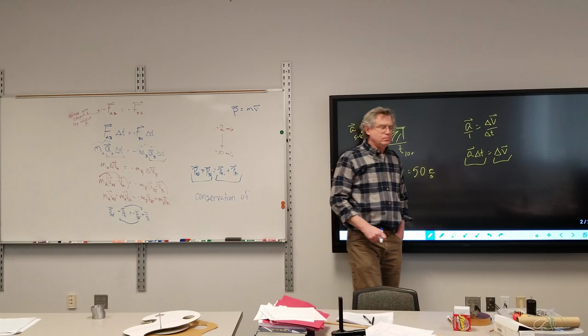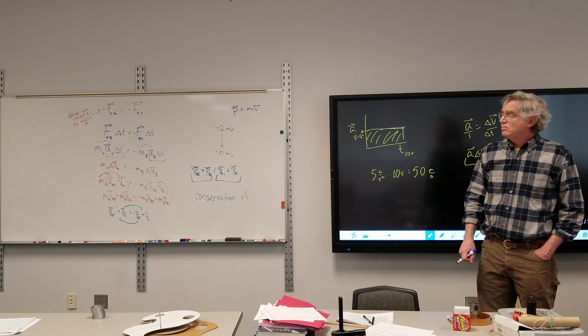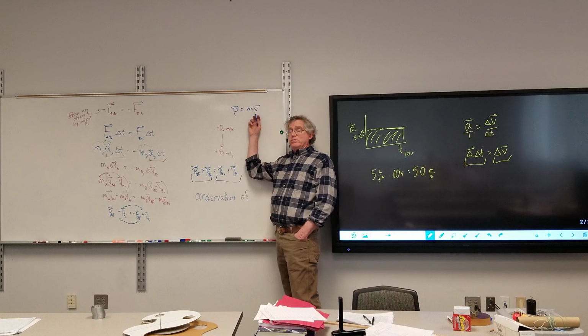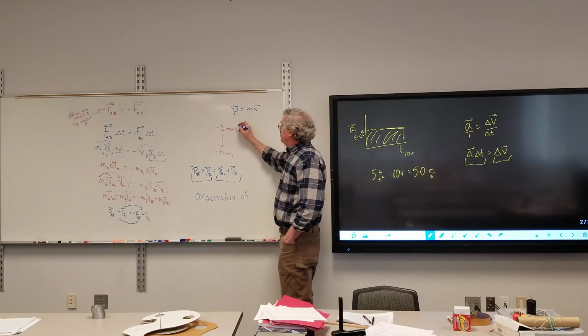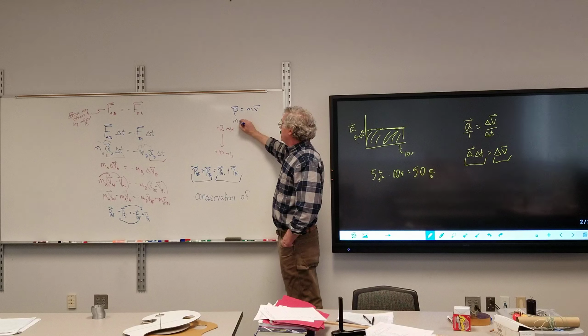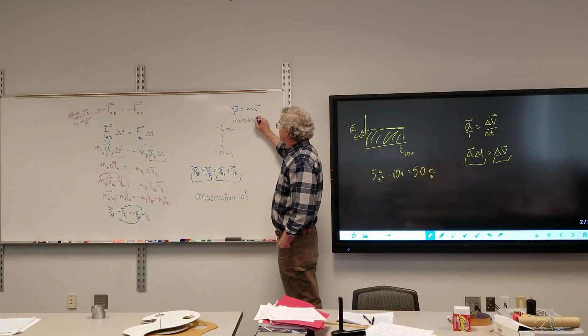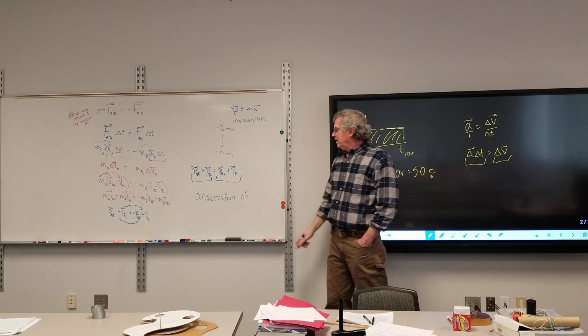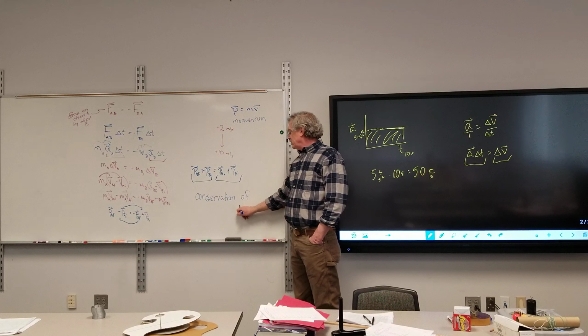And now, what exactly is P? This, mathematically, is just mass times velocity. But we have a special name for it. It is known as momentum. And this is conservation of momentum.